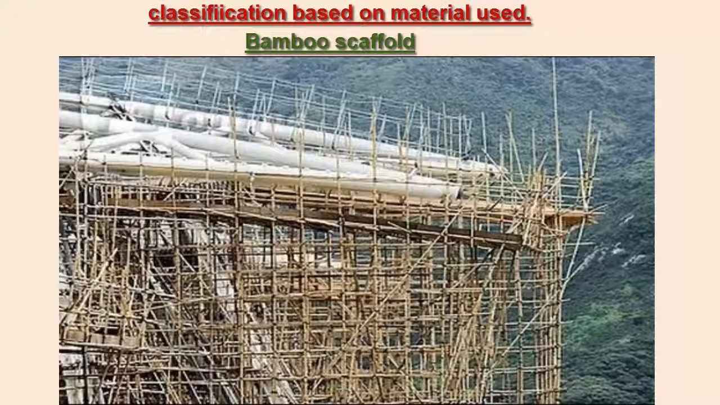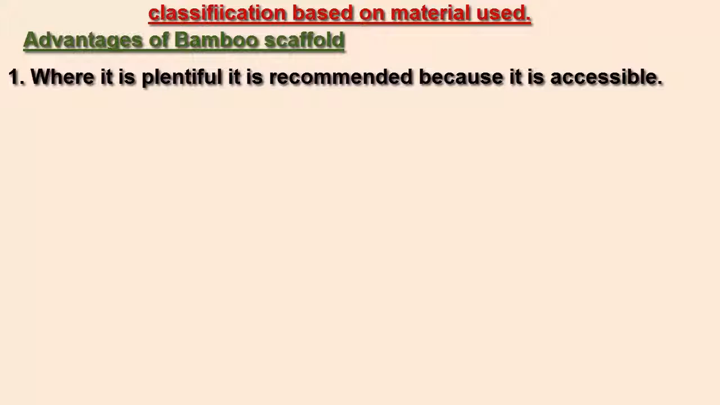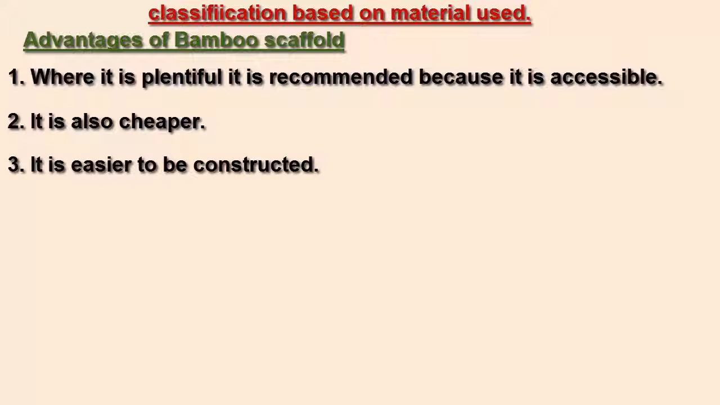If you look at this picture, you see how they tied all the bamboo for erection and used it for scaffolding on a wall. Now, when we look at bamboo, we look at the advantages. What are the advantages of using bamboo? One, where it is plentiful, it is recommended because it is accessible. Two, it is also cheaper where it is plentiful. Three, it is easier to construct.